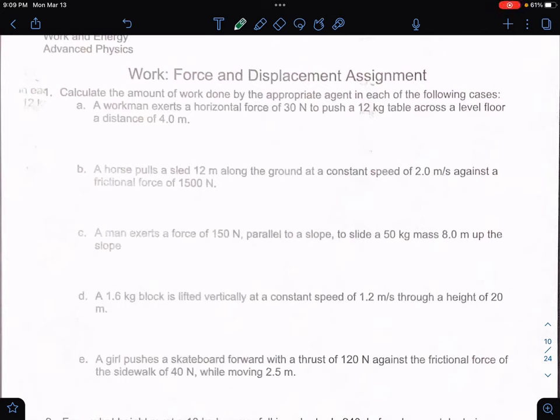Okay, so this video is just going to be for page 10 since it's work, force, and displacement problems. So I just want to do this page by itself before we get to power. So hopefully this will help you out if you're stuck on some practice problems.